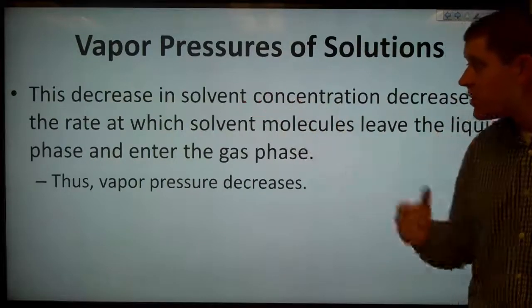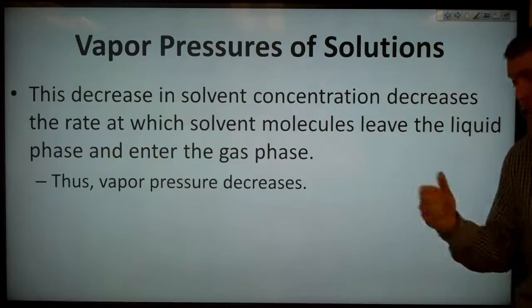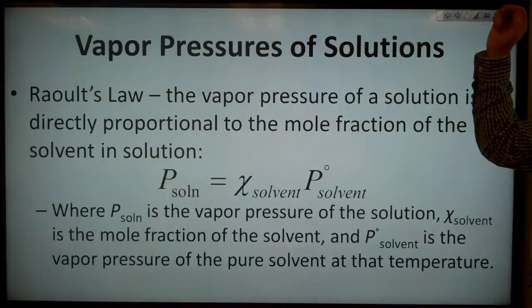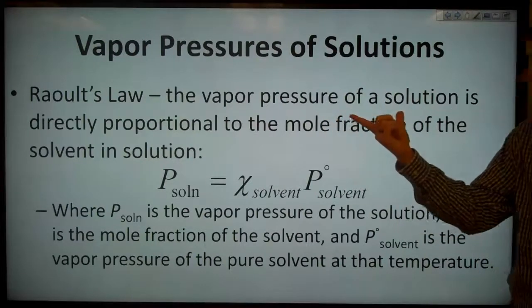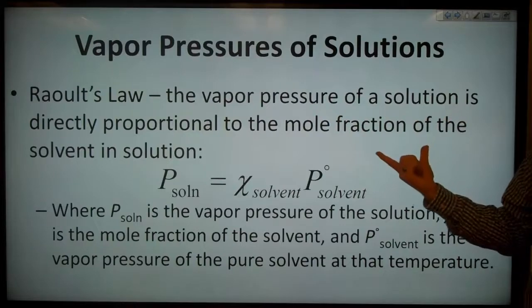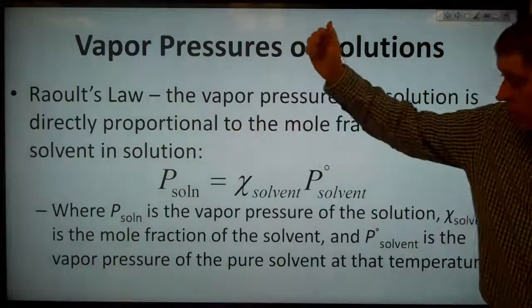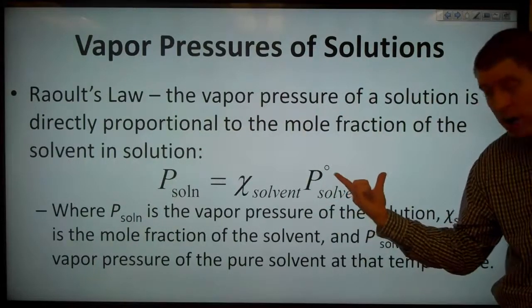So this decrease in our solvent concentration decreases the rate at which solvent molecules leave the liquid phase and enter the gas phase, and this means that the vapor pressure has to drop. And this is Raoult's law. Raoult's law says that the vapor pressure of a solution is directly proportional to the mole fraction of the solvent in solution. That's symbolized by P solution is equal to chi solvent times P solvent naught.